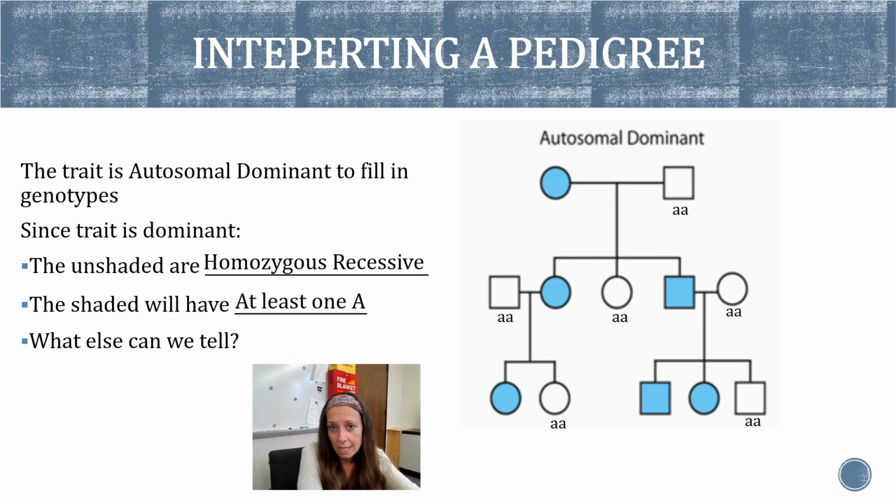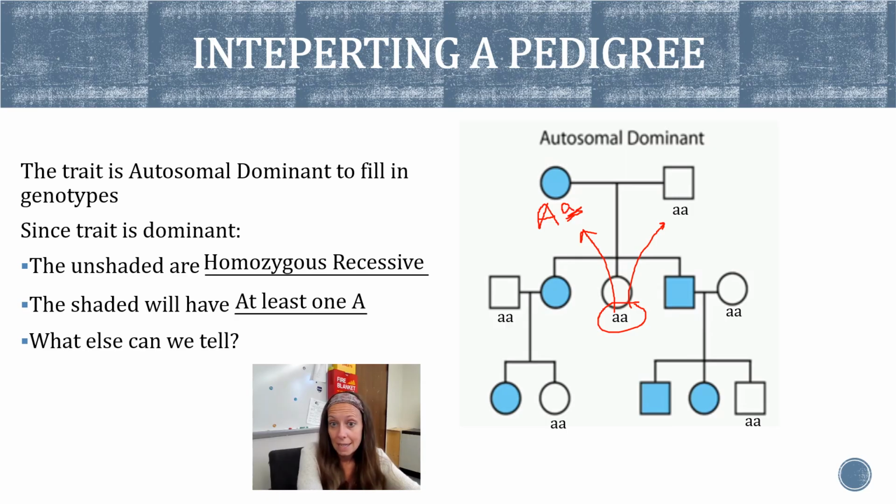So if I know that this has to have one dominant letter, I'm going to write a big A here, right? What has to go right there? If this is their kid, they got one little a from that guy. They have to get one little a from this one. So I know this has to be a little a.